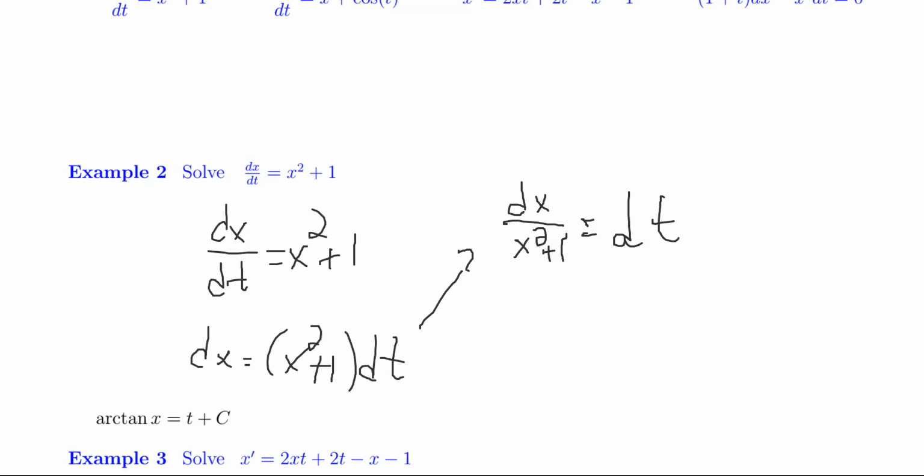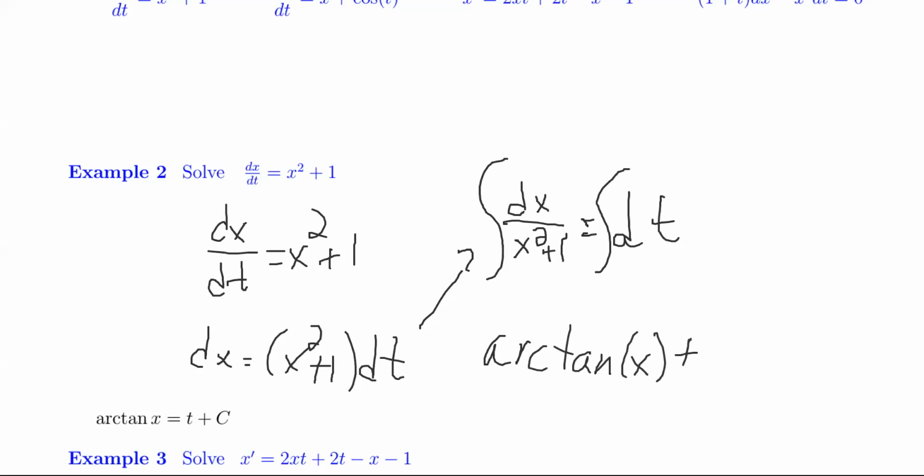Now, once we have put it in this form where we have separated our variables, what we want to do is integrate both sides. The left-hand side is integrated with respect to x because we have a dx. The right-hand side is integrated with respect to t because we have a dt. So if we integrate the left-hand side with respect to x, you might just recall that the integral of dx over x squared plus 1 is arctan of x plus some constant c.